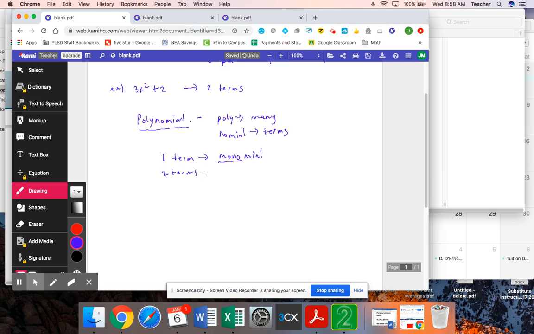Two terms, we call it a binomial because bi implies two. Three terms, we call that a trinomial, as you might imagine, because the tri implies three. Four terms, we don't have a special name for it. We just say a polynomial with four terms. There is no special name for that. All right, so a polynomial is just an expression with multiple terms.